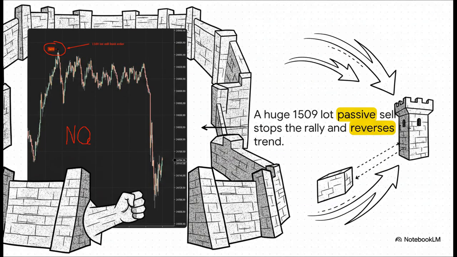And sometimes these walls are just enormous. Take a look at this NQ futures chart. The market's rallying, everything looks great. But then it runs straight into a massive wall of sell orders. We're talking over 1,500 contracts. That one order was so big, it soaked up all the buying pressure and completely flipped the trend. Now that's a powerful defense.